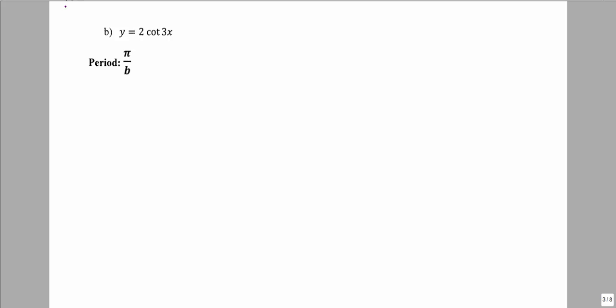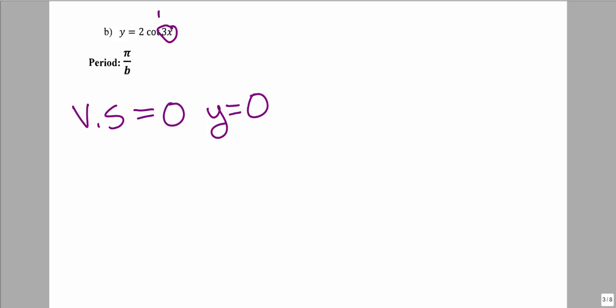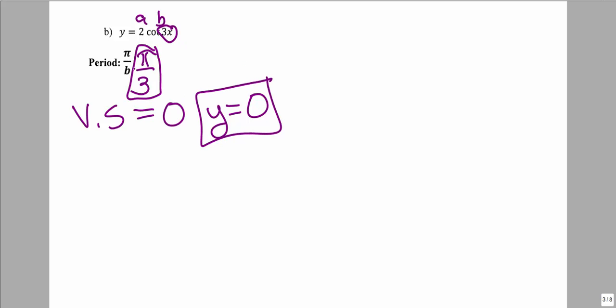To graph cotangent, we have y equals 2 times cotangent of 3x. We have no vertical shift, so the middle of my graph will be at the x-axis, y equals 0, just like the original. We do have a change in period. We see that the inside of the function is being multiplied by 3, and so b is 3. So this is our a, this is our b, and b is 3, so the period of this cotangent function will be pi over 3. So we have no vertical shift, and our period is pi over 3.